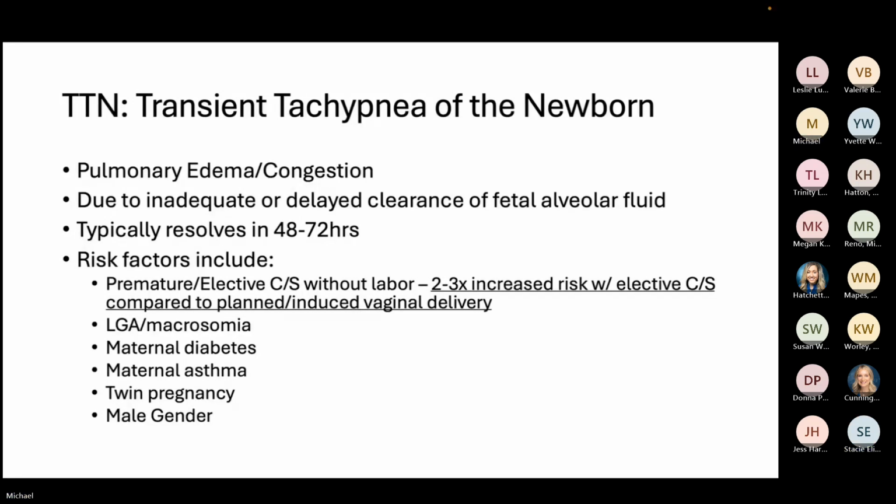Questions? Okay. Twins are at an increased risk of TTN. And then interesting, little boys are at increased risk of TTN versus little girls.